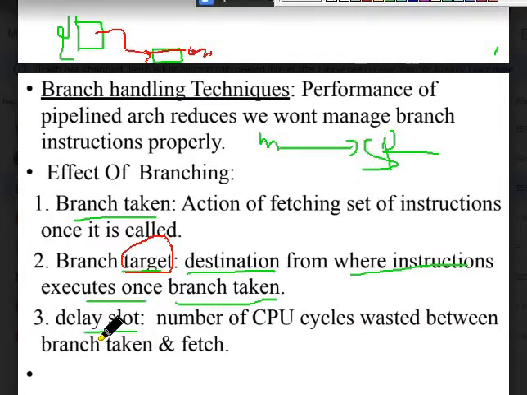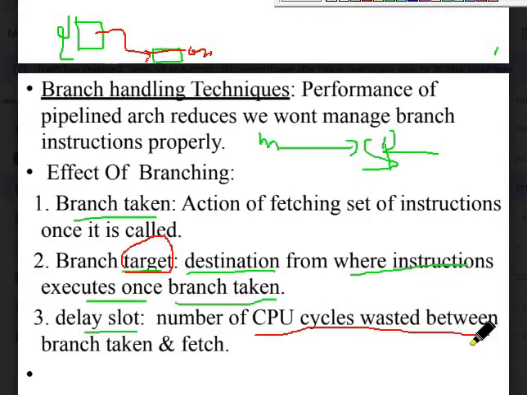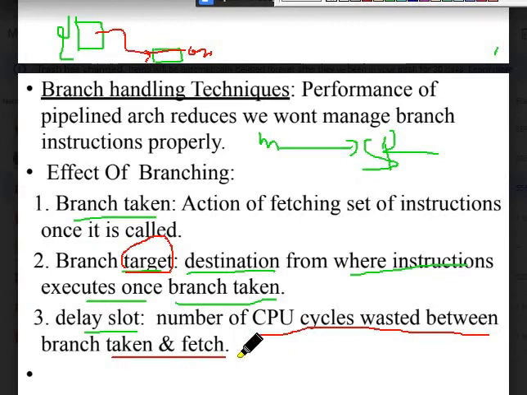Okay, delay slot. Please remember the definition: the number of CPU cycles wasted between branch taken and instruction fetch. See, here we have to measure the time in terms of CPU cycles from branch taken till the target. We have to calculate how much time it is. That is called the delay slot.